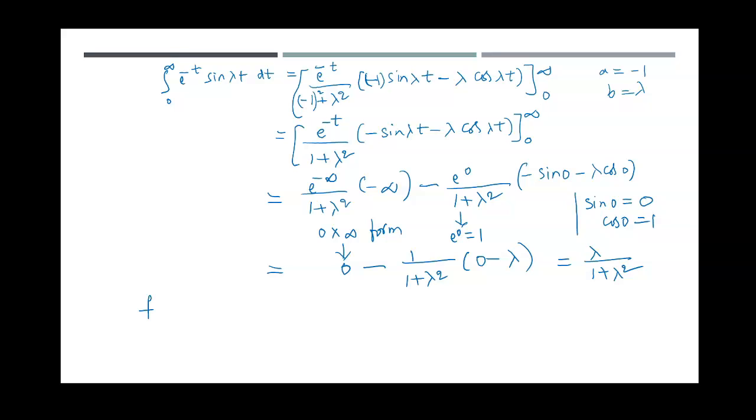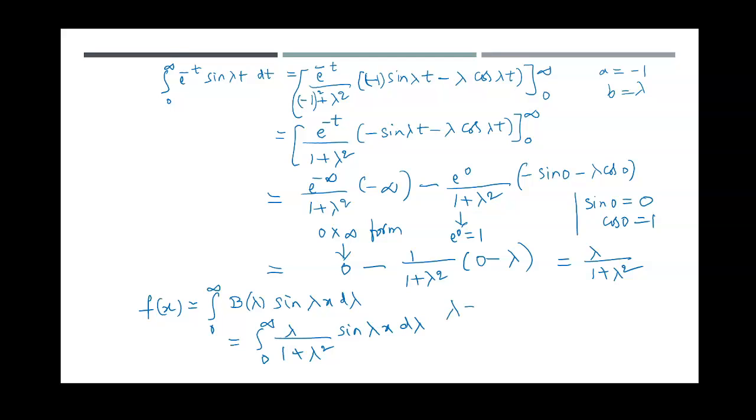Now let us put this in f of x. f(x) equals integral 0 to infinity, what is that formula? B lambda sin lambda x d lambda, which is equal to integral 0 to infinity lambda by 1 plus lambda square sin lambda x d lambda. Okay, if you put lambda equal to omega, this is integral 0 to infinity omega sin omega x upon 1 plus omega square d omega.